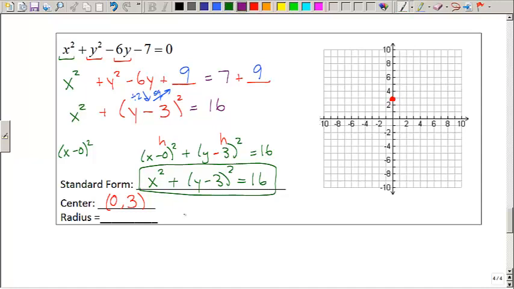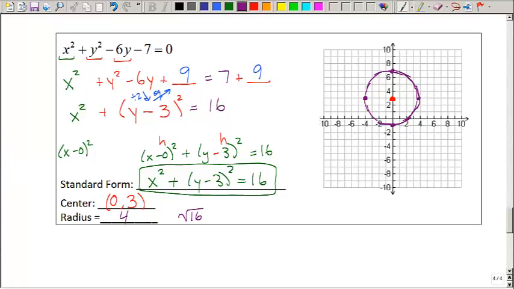To find my radius, I'm taking the square root of r squared. R squared is 16, and the square root of 16 is 4. So I'm going to go up 4, right 4, down 4, and left 4. And then I can make my circular shape. And I have a fairly good circle with a center at 0, 3 and a radius of 4.